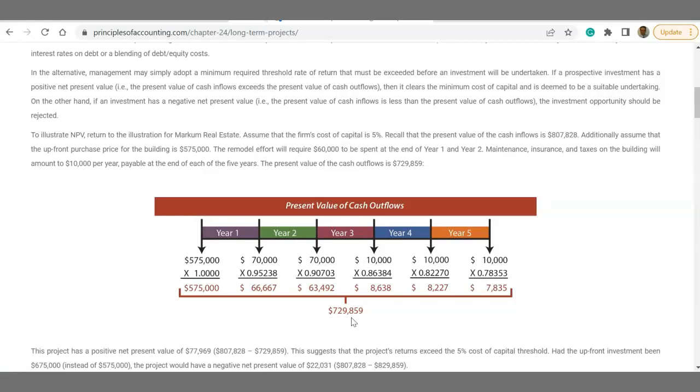Net present value, if it is 0 or positive, you will accept that project, that investment. So in order to accept the investment, the net present value should be at least 0 or a positive number. Here the present value of the cash flow is 729,000. If your investment is 700,000 today, then 729 minus 700 gives you $29,000 positive net present value, and you will accept the offer.